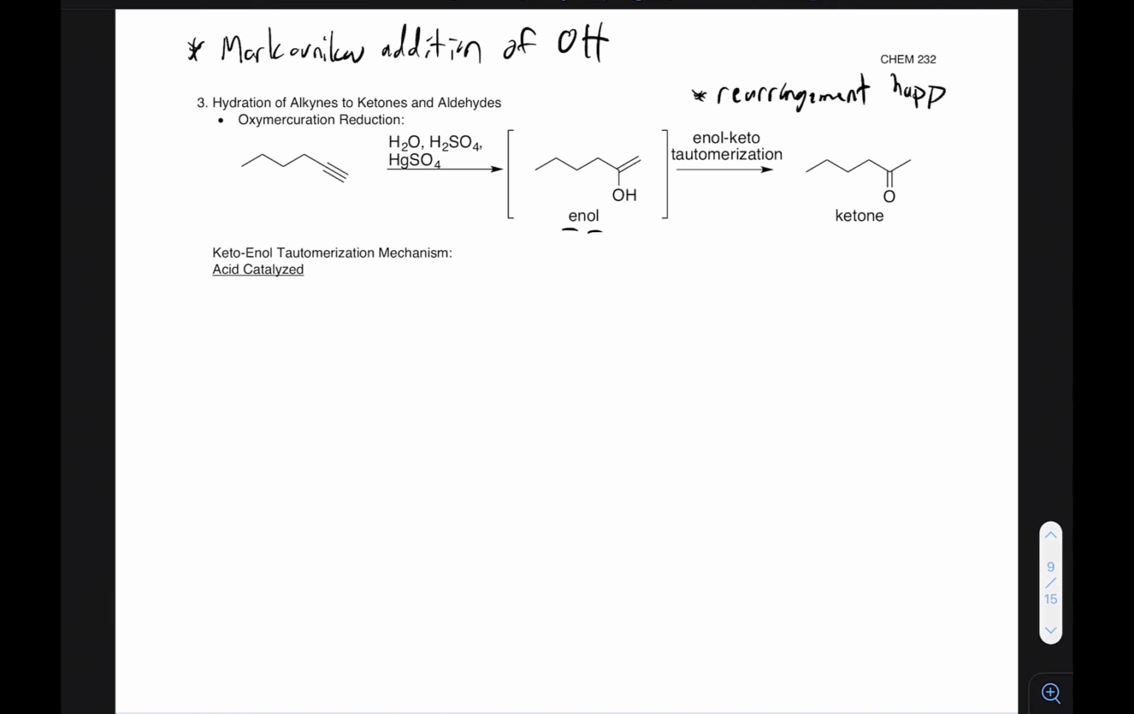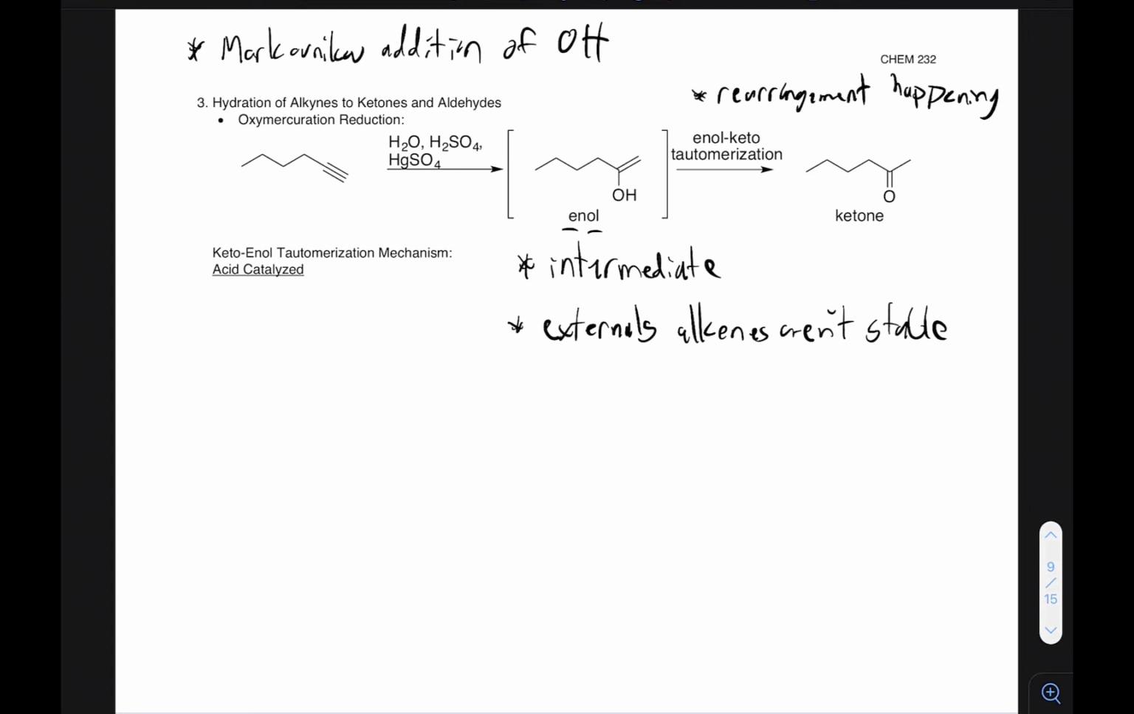And why is this taking place? You notice the brackets here. This means that this is purely an intermediate. It won't stop here for the most part, and most of the product, the major product, will end up being this ketone, on the more substituted carbon. And this happens primarily because external alkenes aren't very stable. So our ketone here is a more stable product.